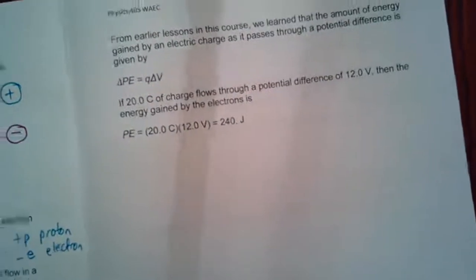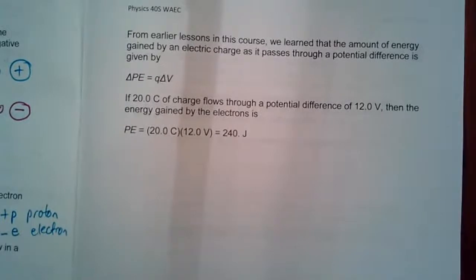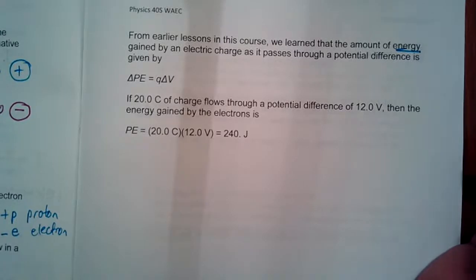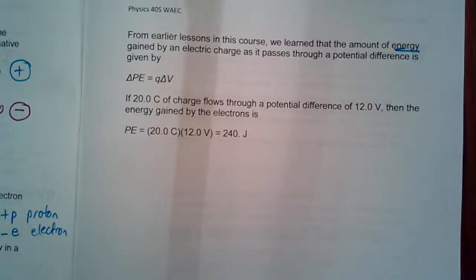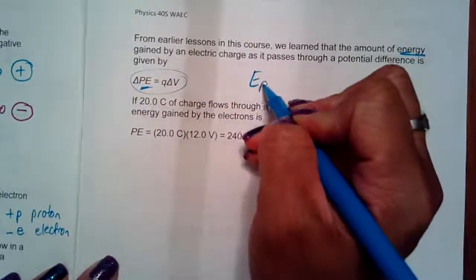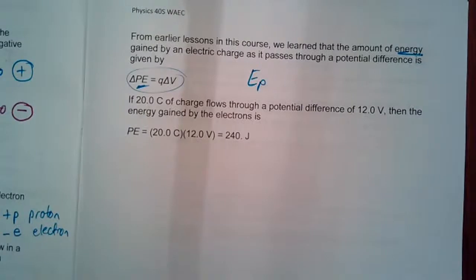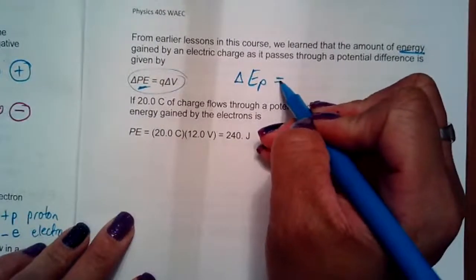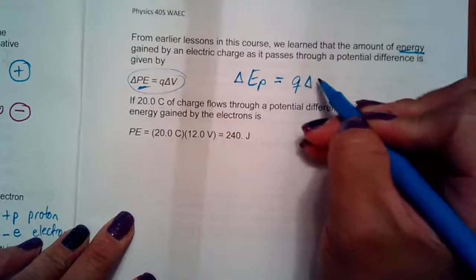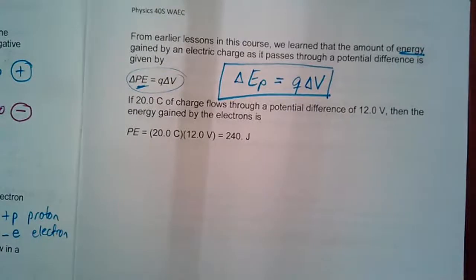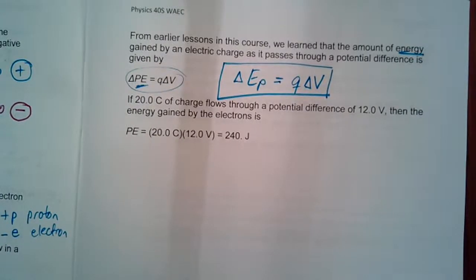From earlier lessons, we learned that the amount of energy gained by an electric charge as it passes through a potential difference is given by, I don't like the way it's written here, potential energy. Big E is always energy, and the subscript is the type of energy that we're talking about. So the change in potential energy is equal to charge times the change in voltage. I believe you were using that in the previous unit.